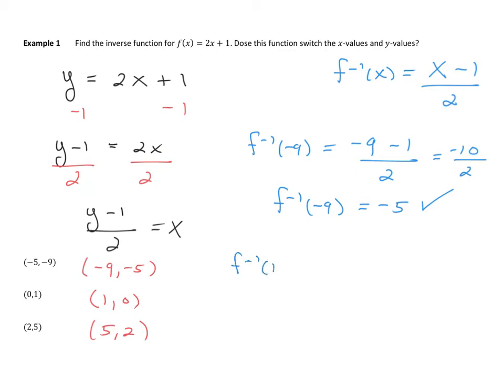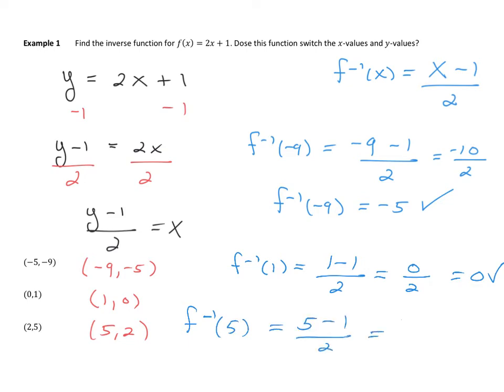f inverse of 1 is 1 minus 1 over 2. That's 0 over 2, and that worked too. We get 0. The last one is, well, what's f inverse of 5? Should be 2. That's 5 minus 1 over 2. That's 4 over 2, and that's 2. So this process switched the x's and the y's, and I verified these 3 points in it, and they all match up.